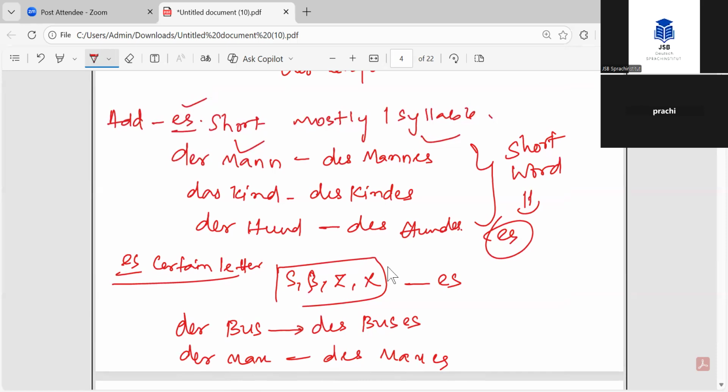So you can't pronounce Buss like that, so German adds es for smooth pronunciation. It is an easy memory trick. Short, you use es. If long, you use s. Clear? Short word is one syllable and long word is two syllables, and if it ends with these letters, we can use es. Clear? So this is only for genitive, not other cases.